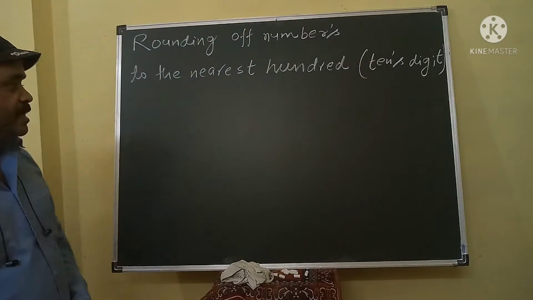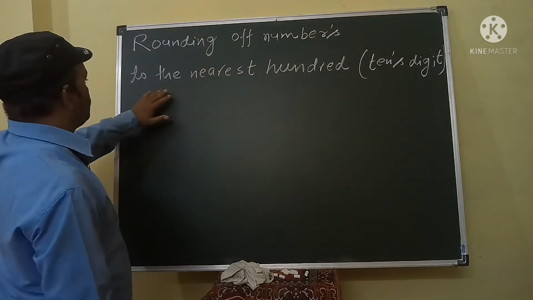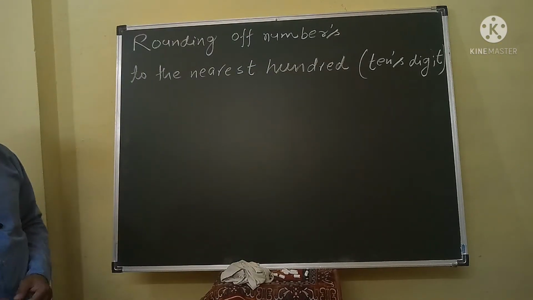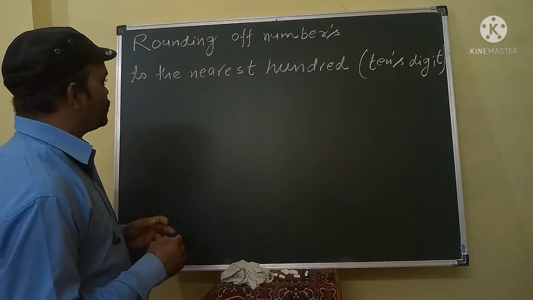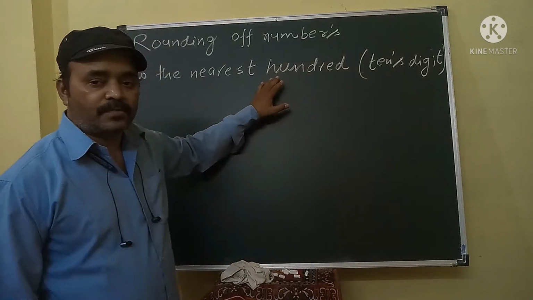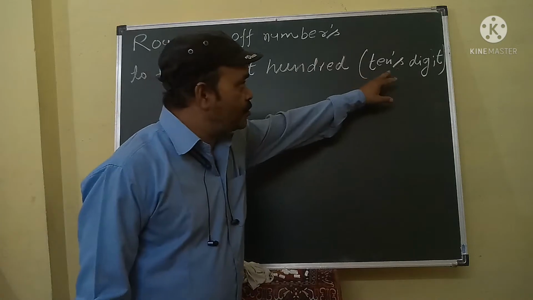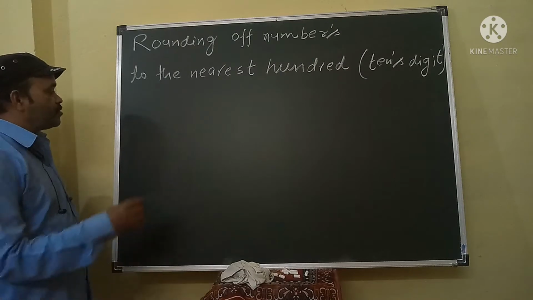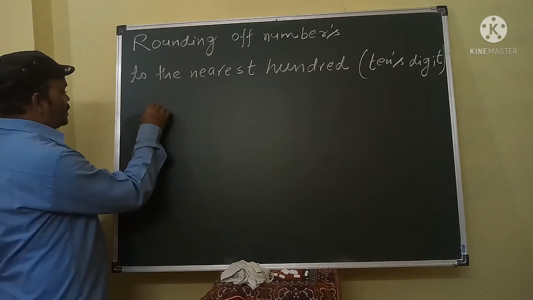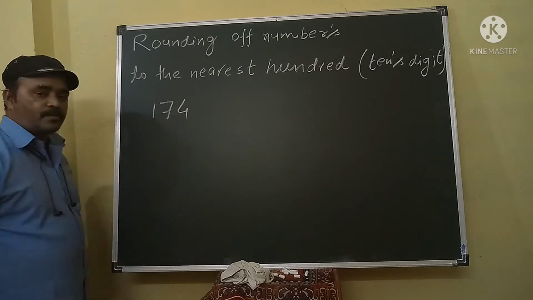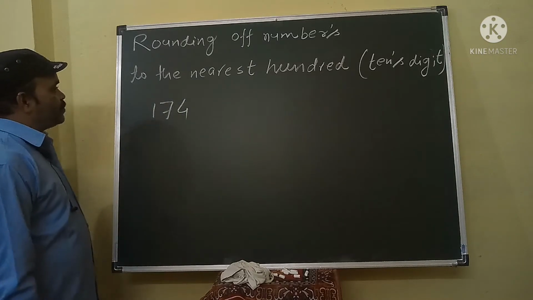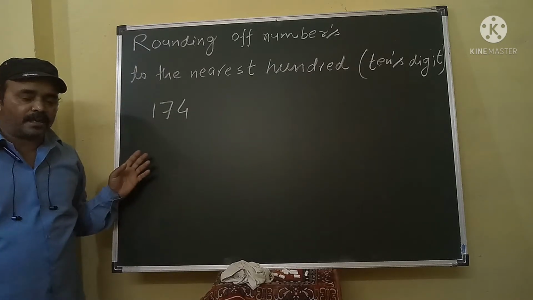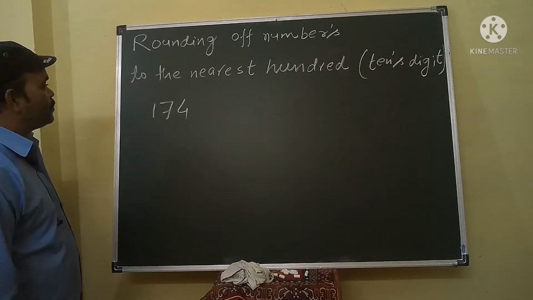Your next basic point is rounding of a number to the nearest 100. So my dear students, for the nearest 100 you will find the tens digit value. Now look here. Suppose your question is 174. You will find the rounding of 174.